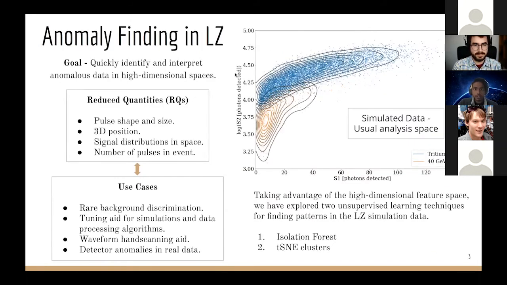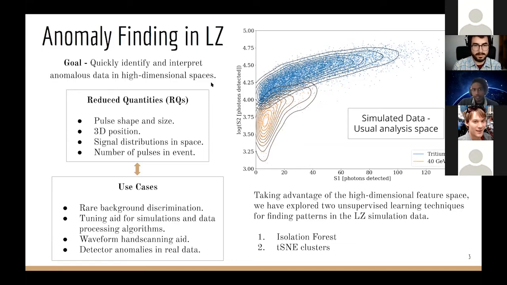So this talk is about anomaly finding in LZ. The goal here that we set out to do is to quickly identify and interpret anomalous data in high-dimensional spaces. So in other words, we are looking for a general purpose anomaly finder that has many uses that we will talk about very soon.